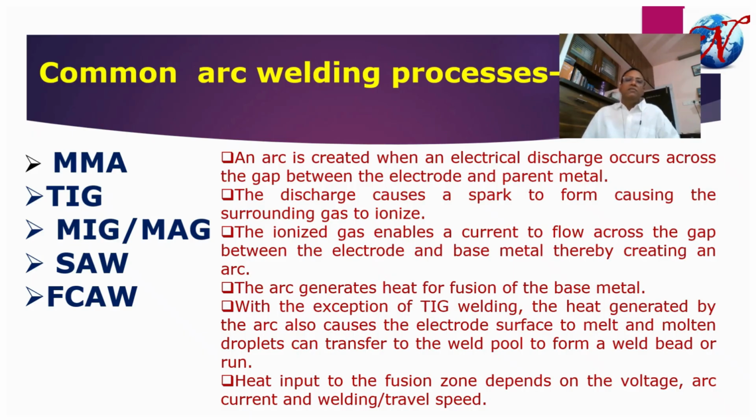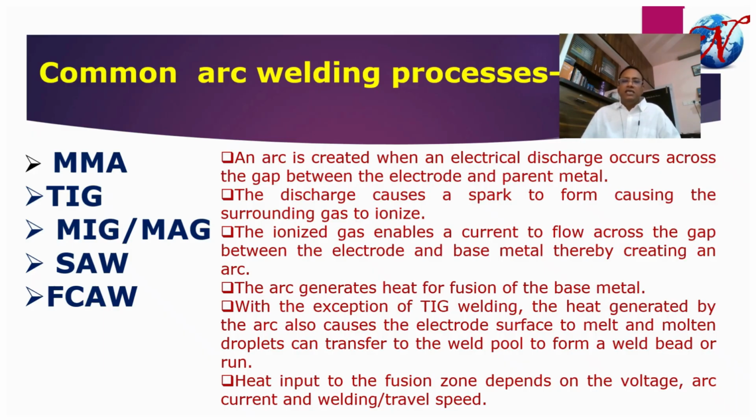In the arc welding process, an arc is created when an electrical discharge occurs across the gap between the electrode and the parent metal. The discharge causes a spark to form, causing the surrounding gas to be ionized. When the ionized gas enables a current to flow across the gap between the electrode and base metal, it creates an arc, and this arc generates the heat for the fusion of the base metal.